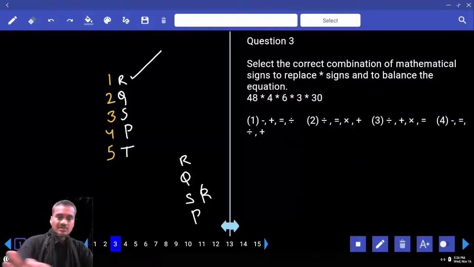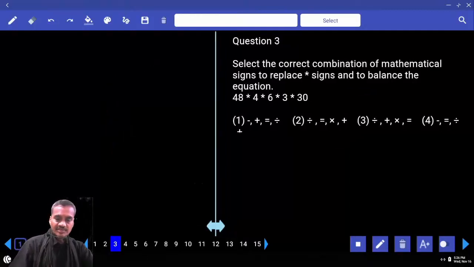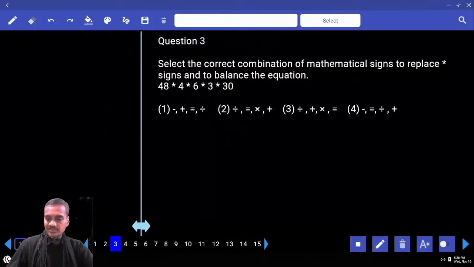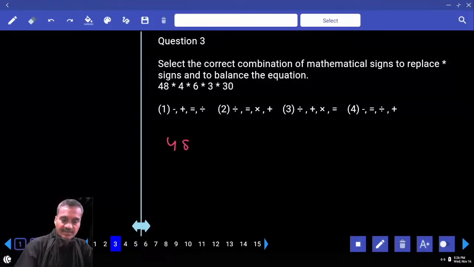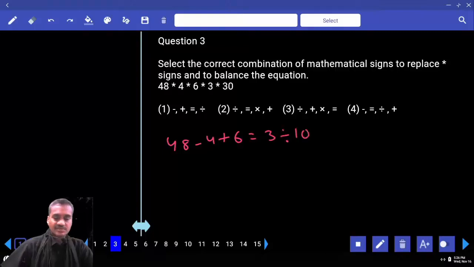Now in this one, select the correct combination of mathematical signs and balance the equation. Now first one, 48 minus 4 plus 6 equals to 3 divided by 30. Now tell me what is the answer here. Are you getting the answer or not? Now 3 divided by 30 is nothing but 1 by 10. Is there a chance we get 1 by 10? No. And choice 1 is ruled out.